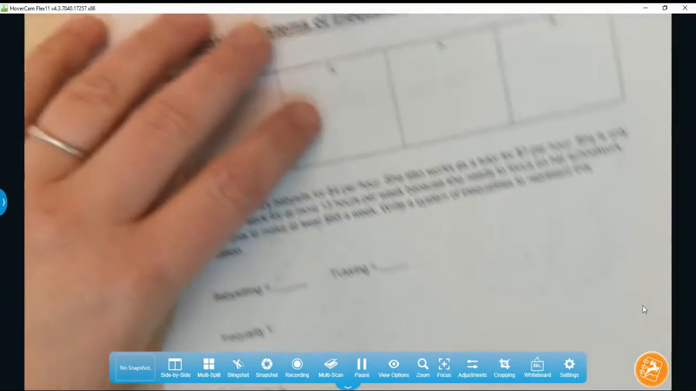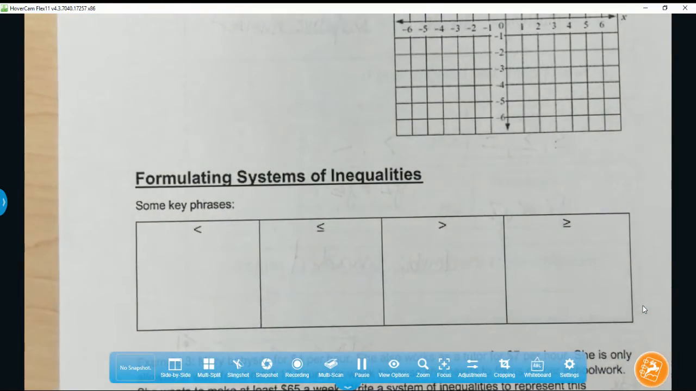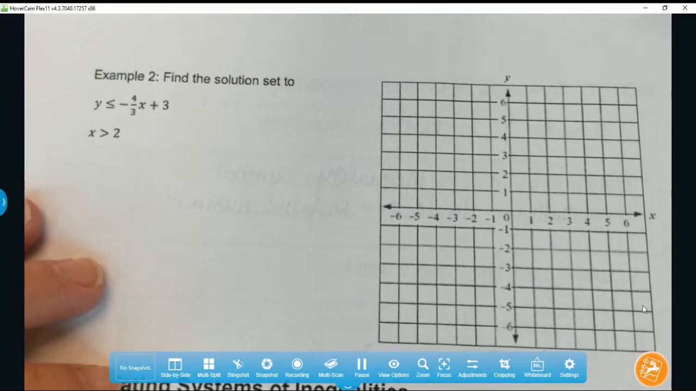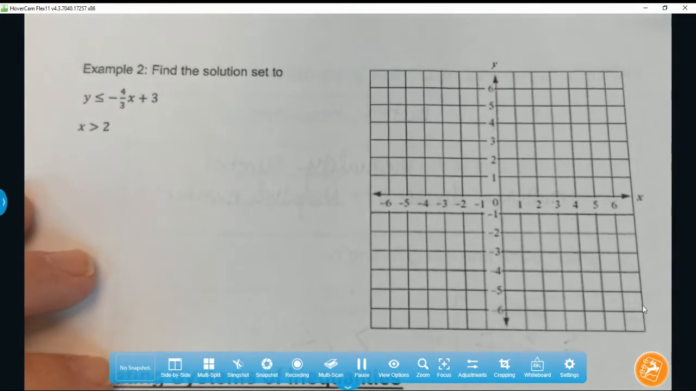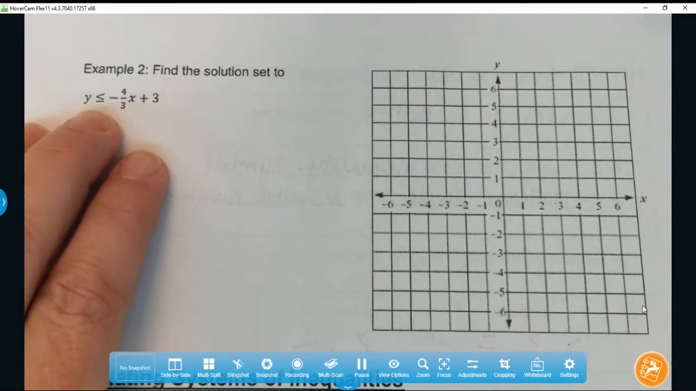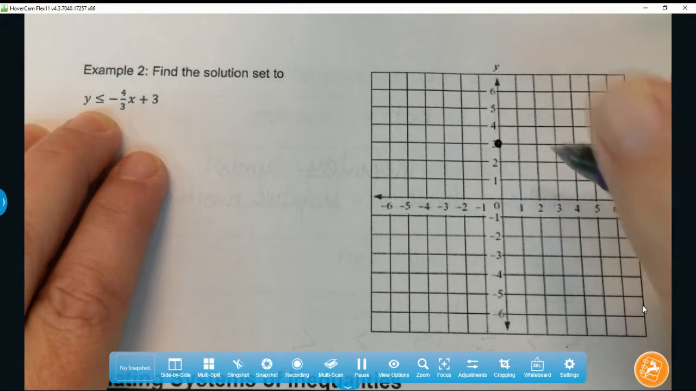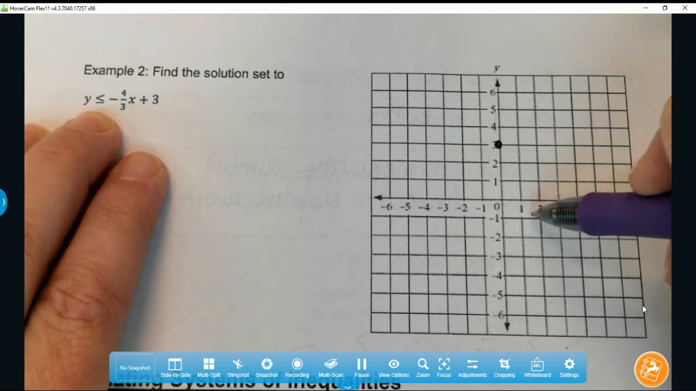Flipping it over to the back. This first one is kind of nice because it's already solved for us, so we don't have to do too much on it. But we do have to graph it out. So let's go ahead and do that. Looking at the first one, our y-intercept is 3, and our slope is -4/3.